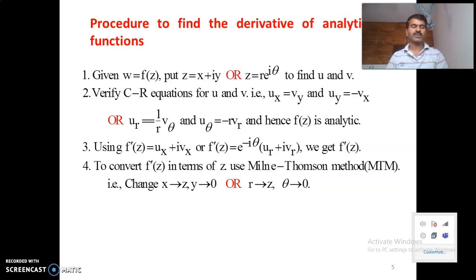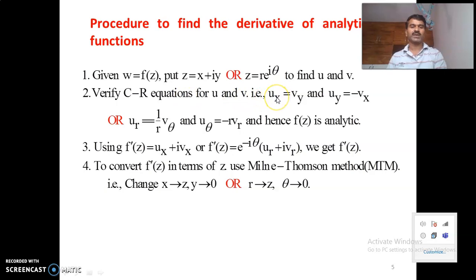In the first step, you take the given problem, and the given function is either a Cartesian function or a polar function. That depends on the function. You should take either polar or Cartesian form. Then you find u and v, and then you verify the CR equations for u and v.